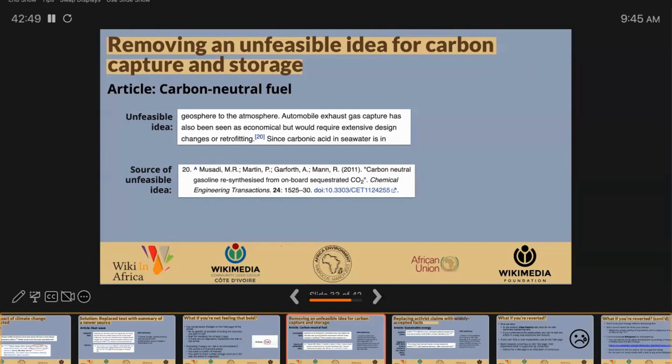So the edit summary for this was: I found a publication that explained why this is a terrible idea, why this idea doesn't work. And I put a link to that article in my edit summary. Okay. So you can remove erroneous information from Wikipedia if you use a good edit summary, if you can explain why it's wrong.